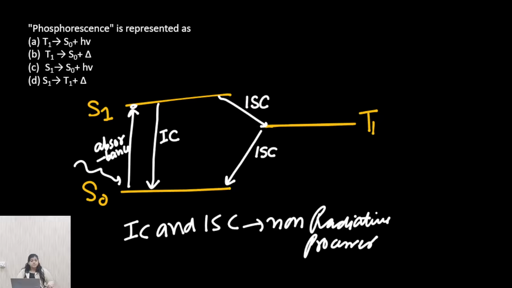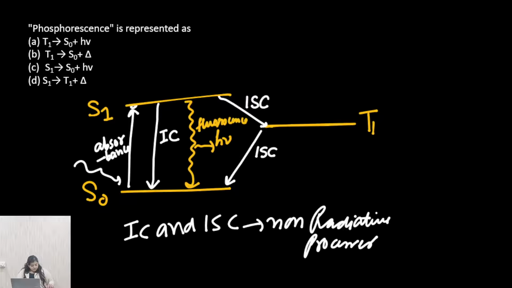No light is being emitted in them. The next possibility is that the particle comes from S1 to S0 with some emission of light, like this I am denoting. With the emission of some h nu light, this particle comes. This is called fluorescence.